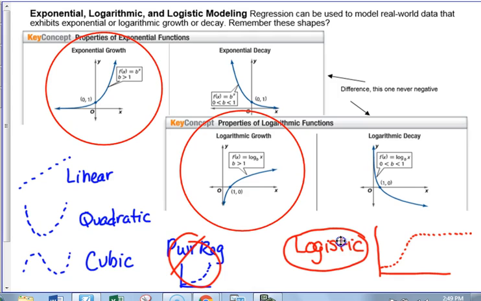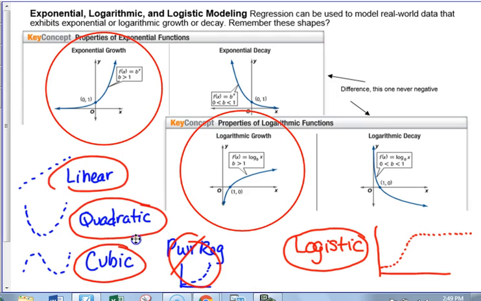So what I'm going to do is give you a picture and 4 choices out of these 6 that are circled in red. It's exponential growth, logarithmic, logistic, linear, quadratic, or cubic.